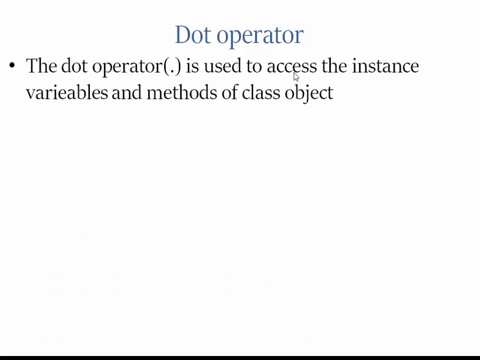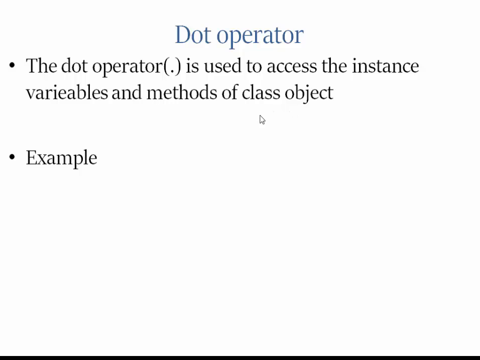So this operator is mainly used to access the instance variables and methods of a class object. So for that purpose we are using this operator. Let us see examples of how we can use these operators with a reference variable. Let us consider a person is an object and we want to access an age variable which is present in one class.